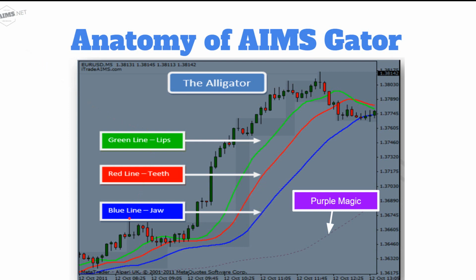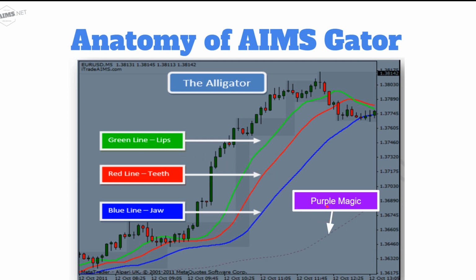So this is the blue line, that's the red line, and this is the green line. Here at AIMS, we tend to just call them the blue line, the red line, and the green line. I think it's easier to understand than the lips, the teeth, and the jaw.